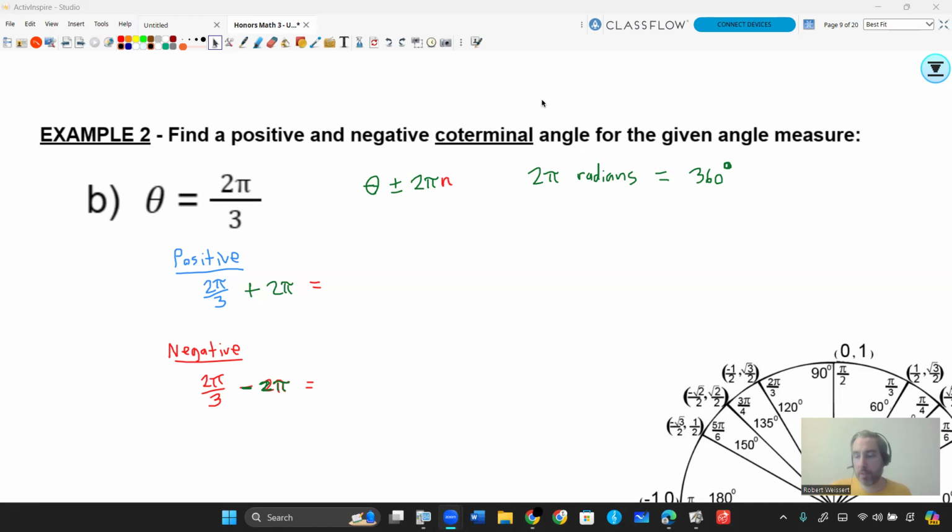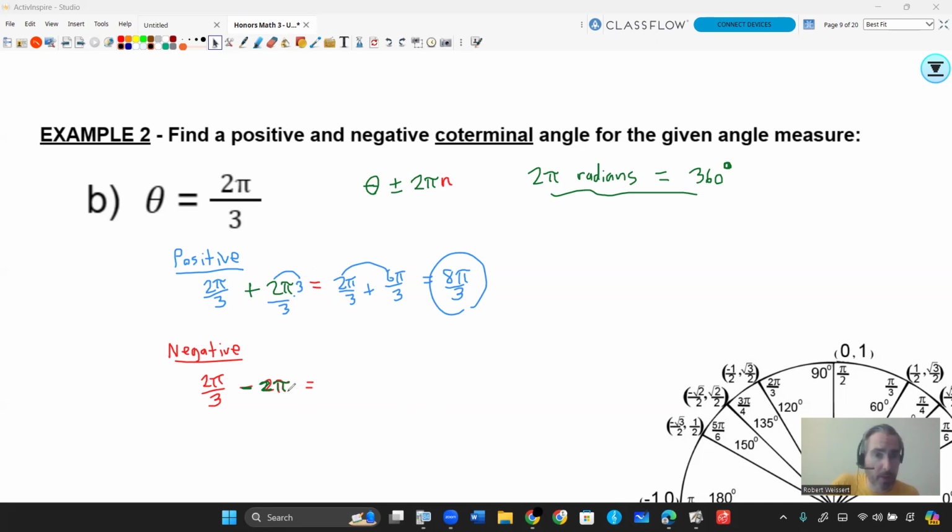Now I use 2 pi because 2 pi radians is equivalent to 360 degrees. So if I'm sticking with radians, I'm just going to keep it in radians. So we're going to want to get common denominators. And you can do that by, since this doesn't have a denominator, tack a 3 on the bottom. 2 times 3 is 6. So it's going to be 2 pi over 3 plus 6 pi over 3. And those are going to combine to 8 pi over 3. So it's going to be 8 pi over 3 radians, and that's equivalent to 2 pi over 3 radians in the unit circle.